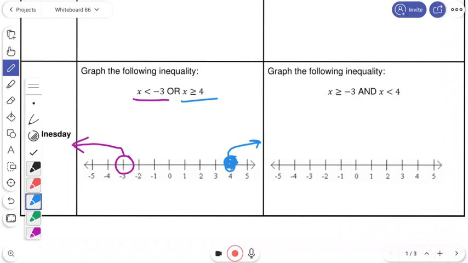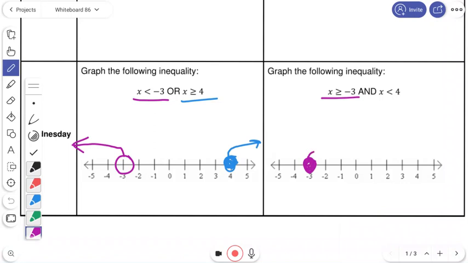Now let's look at the next inequality. It says x is greater than or equal to -3 and x is less than +4. And means that both things have to happen. Both of them. They both must happen. So I'm going to take this one first. X is greater than or equal to -3. I am going to put a solid closed circle there because it says greater than or equal to.